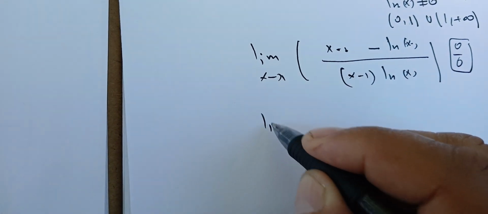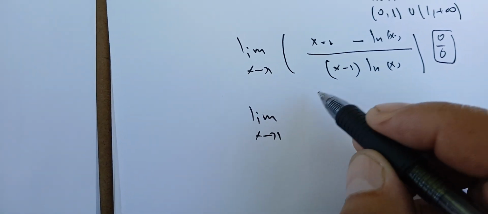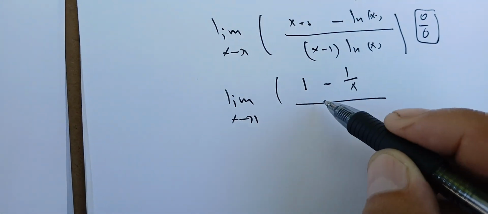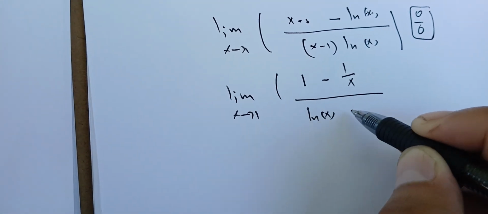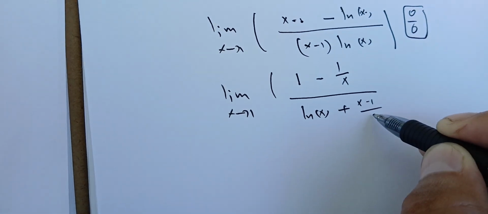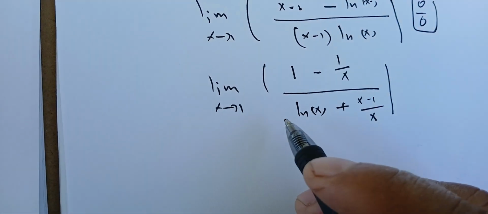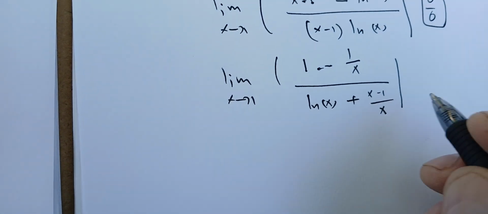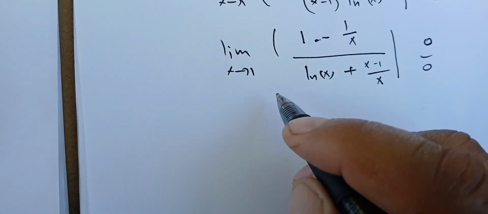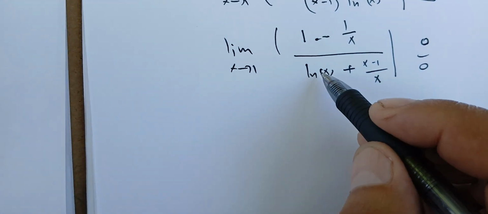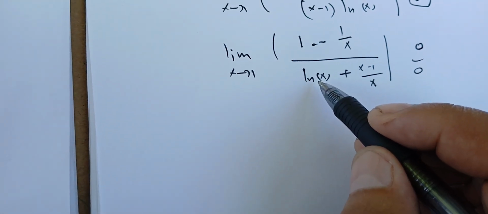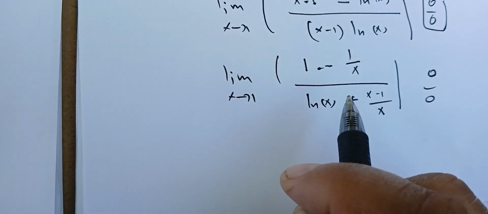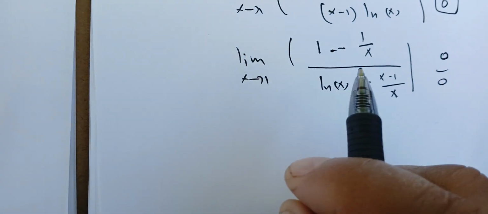So the limit as x goes to 1, the top is going to be 1 minus 1 over x, and in the bottom it is going to be ln of x plus x minus 1 over x. Now let's evaluate. Here we have 0 on top, and 0 plus 0 on the bottom, so the same thing, we have 0 over 0, and therefore we can apply L'Hopital's rule again.